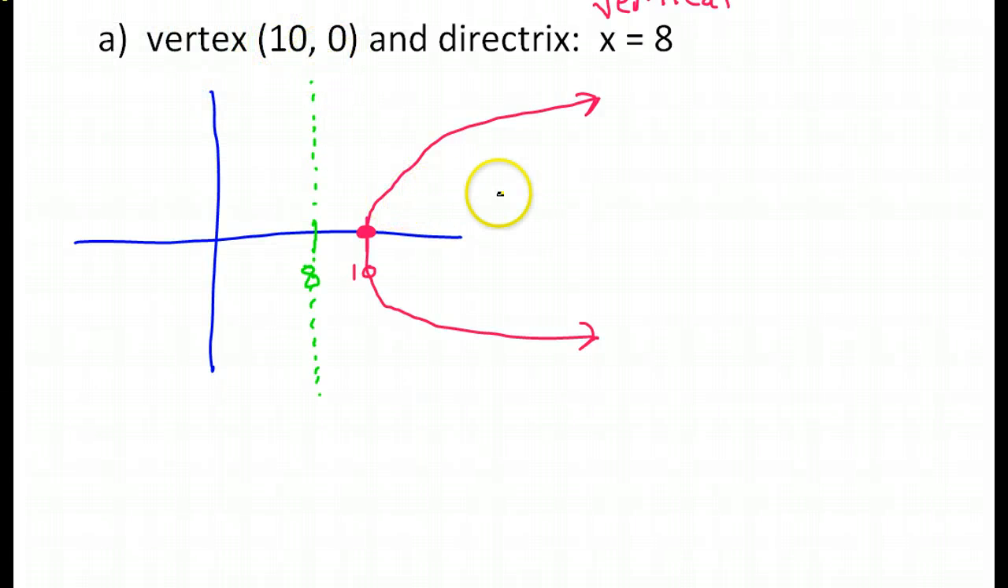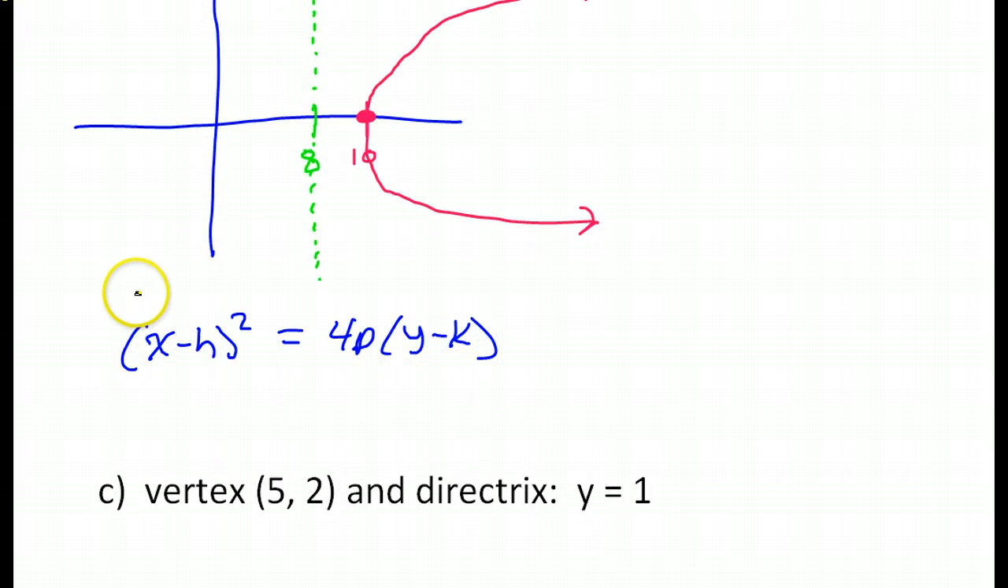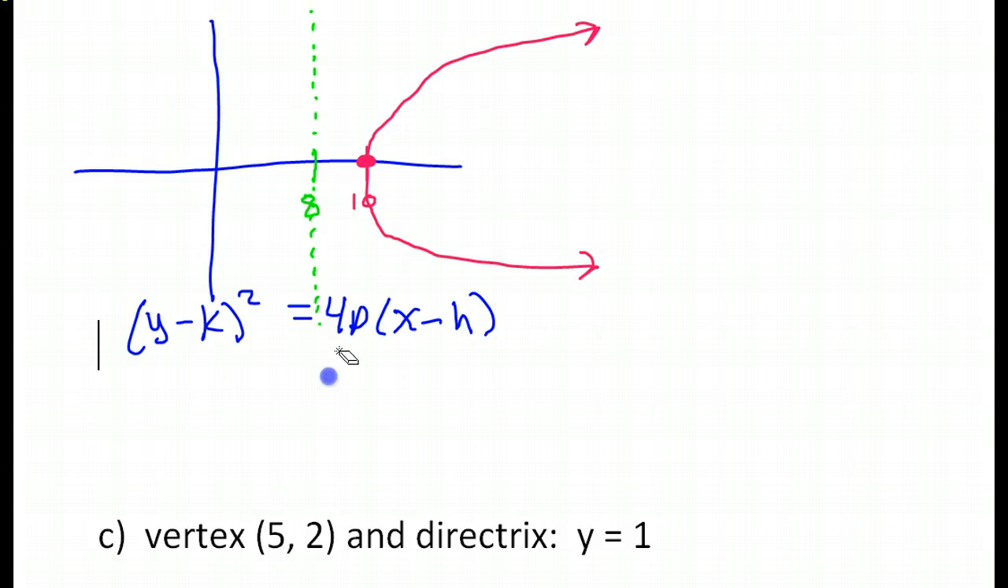Based on the vertex, well, we had to sort of get this picture in our head to know whether we should write the version of the equation that has x squared equals 4p times y minus k, or the version of the equation that goes y squared equals 4p times x. Because the parabola is sideways, that means it is a y squared graph. So that's how we know to use this version. If it had been up or down, I would have used x squared first. So this is the model.